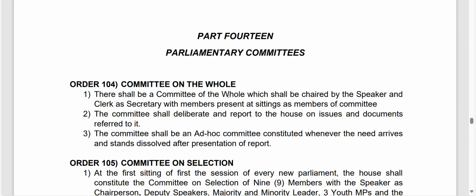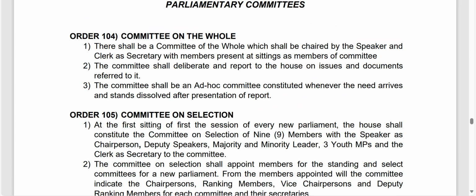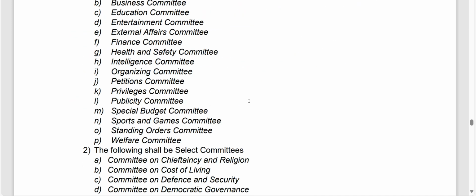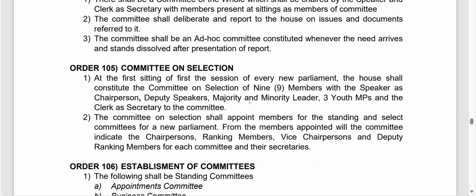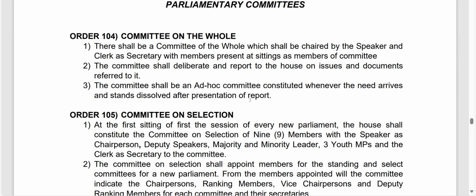Now, the last thing that I will be talking about for the standing orders of this parliament is the committees of the House. Youth Impact Parliament actually has 34 committees. We have 16 standing committees and 19 select committees, making 34, 16, 19. Then we have Committee of the Whole.